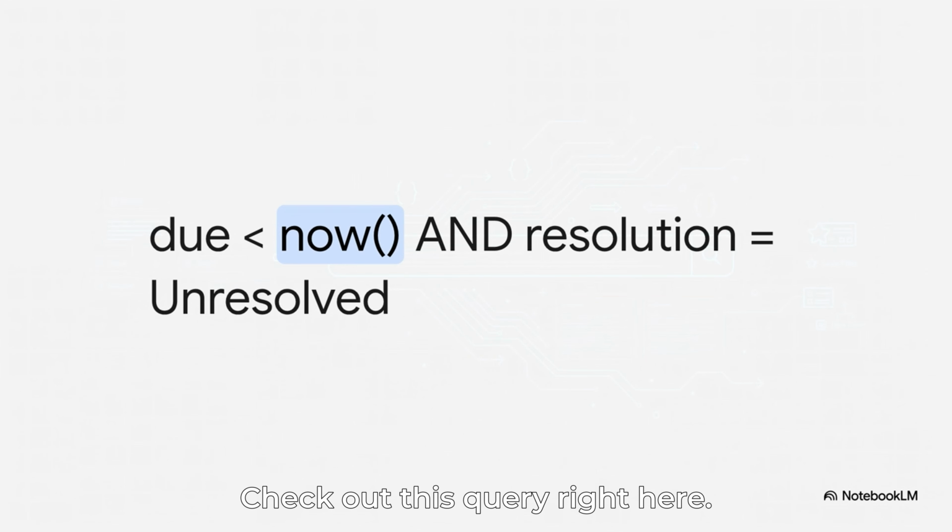Check out this query right here. Due is less than now, and resolution equals unresolved. Typing this directly into your search bar is simply the best way to pinpoint tickets that have blown right past their absolute deadlines. And the cool thing about the now function is that it isn't just looking at the calendar day. It actually calculates down to the exact minute you hit enter.